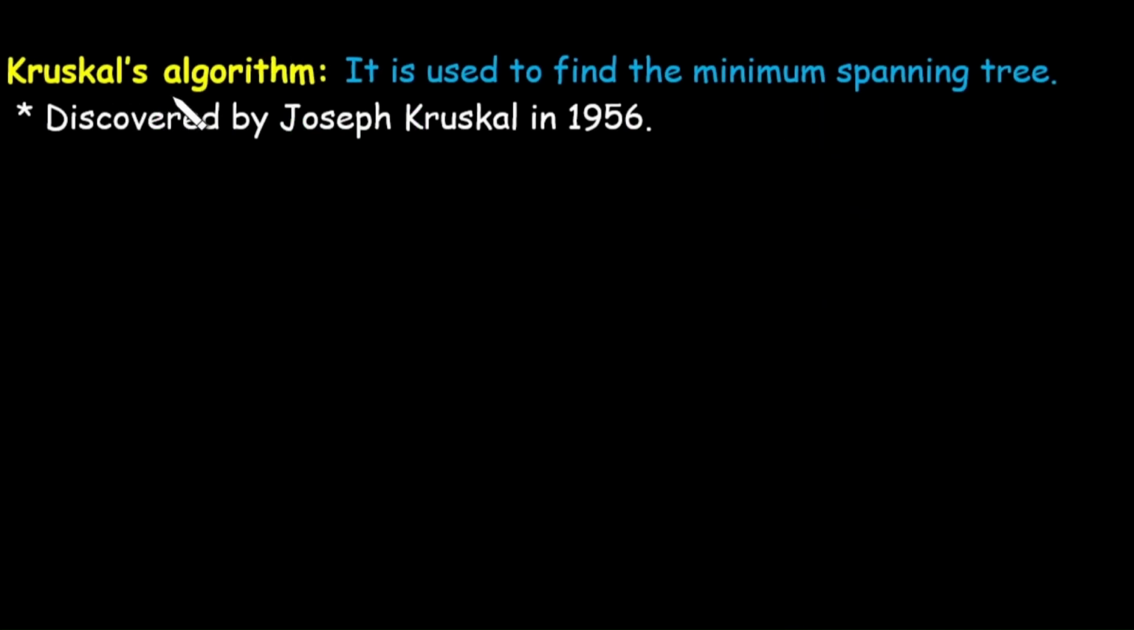So the next algorithm we have is Kruskal's algorithm, and it is also used to find the minimum spanning tree. It was discovered by Joseph Kruskal in 1956. The concept behind it is very simple.